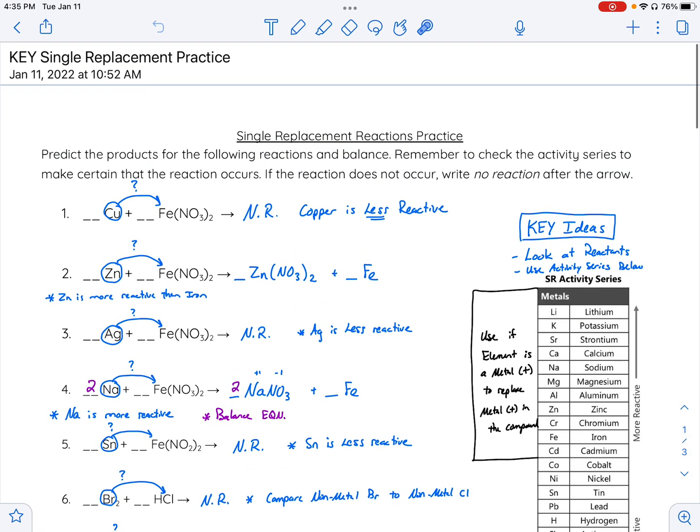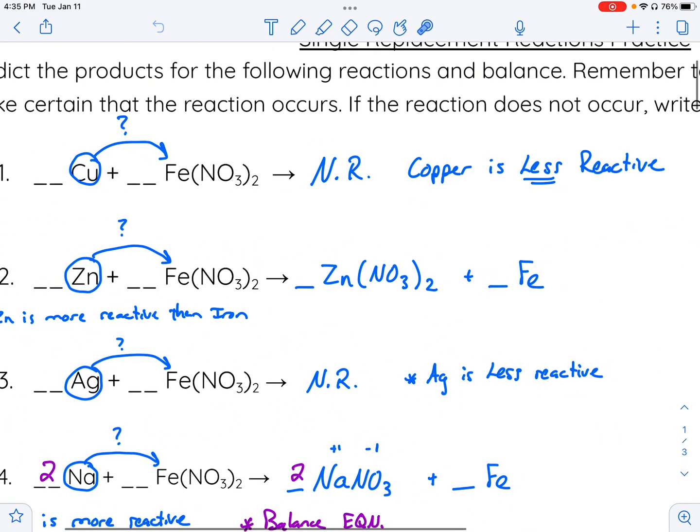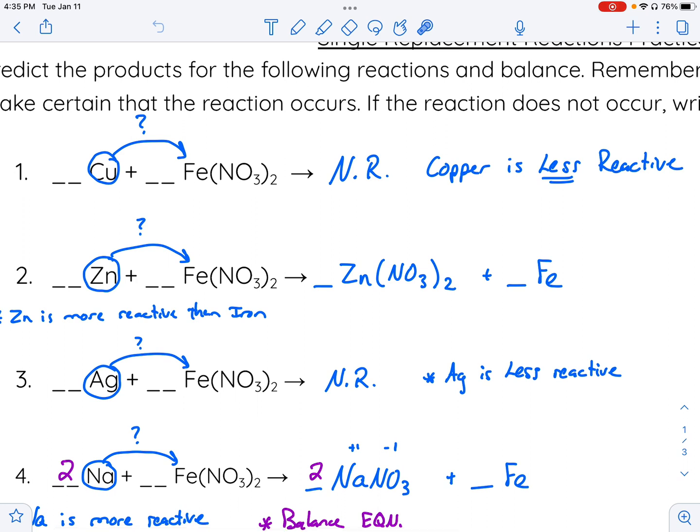All right, so for the first one, we are going to look at copper and iron. They're both metals. Copper is less reactive, so there's no reaction. But zinc is more reactive than iron, so zinc will take iron's place, and it becomes zinc nitrate. Zinc has a +2 charge, nitrate has a -1, so if this is +2 and nitrate is -1, I need 2 nitrates to make that balance out. So I put it in parentheses and the 2 subscript, and now I look through the coefficients and it is all balanced, so everything is good.